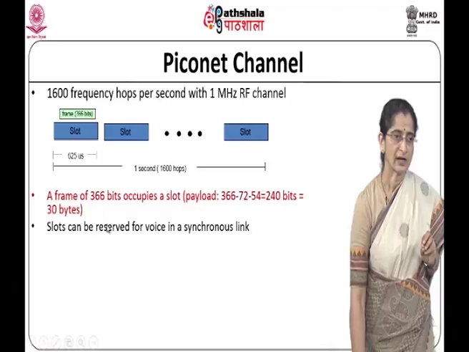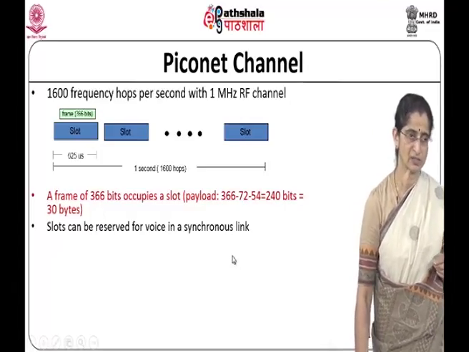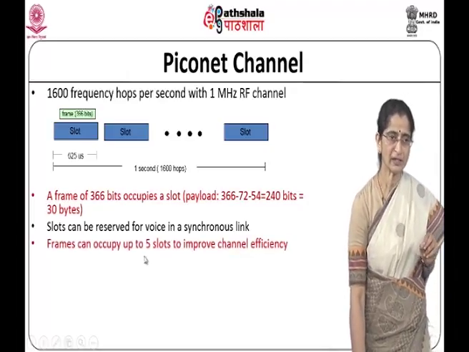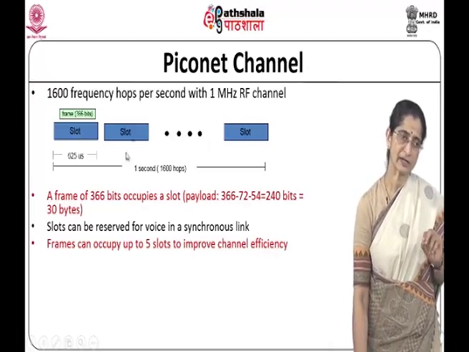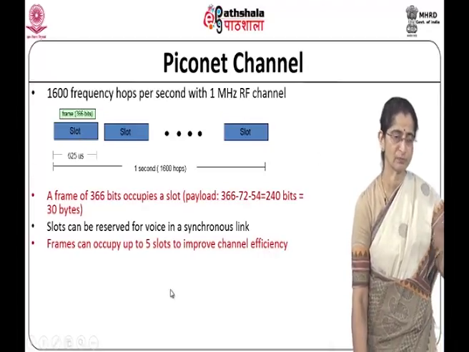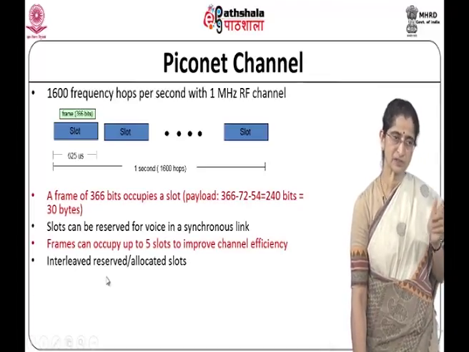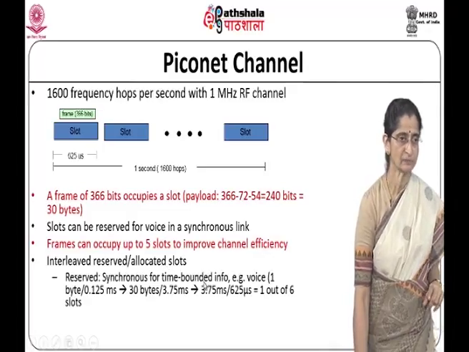Okay, and the slots can be reserved for voice in the case of a synchronous link. Okay. And the frames can occupy up to 5 slots to improve channel efficiency. So a single frame can occupy up to 5 slots in order to improve the channel efficiency. And you can have reserved slots and allocated slots interleaved. Okay, so that's normally done.